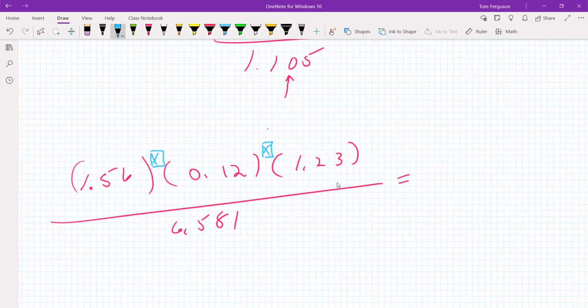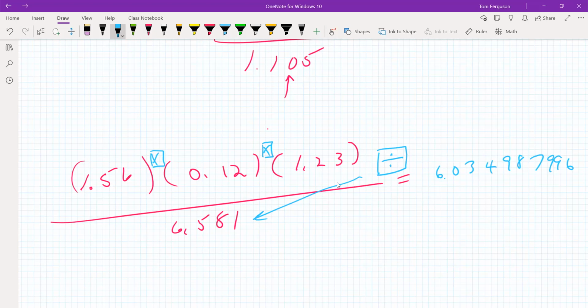So I went 1.56 times, the times key. And then instead of hitting enter, I hit the divide key, because we're dividing by that number. Now I hit enter. And this is what my calculator gives me. Okay, so you multiply everything on the top, and you hit the divide key each time there's a number below. If there are three numbers below, you hit the divide key for each number.